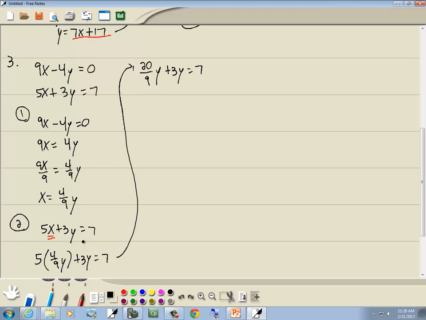Now, if we're going through and solving this, and this is a linear equation at this point, our first step is to get rid of parentheses, which we just did. Second step would be to get rid of fractions. Now, actually, you can combine like terms at any step, but combining 20 ninths and 3 isn't that easy. So let's first get rid of fractions. And we get rid of fractions always by multiplying everything by the LCM of all our denominators. If you only have one denominator, that is your LCM. So we're going to multiply everything by 9.